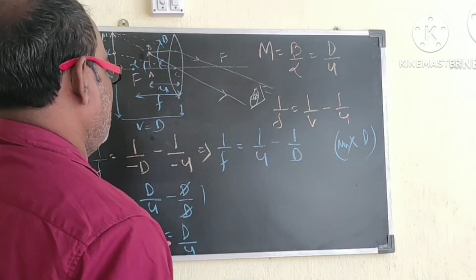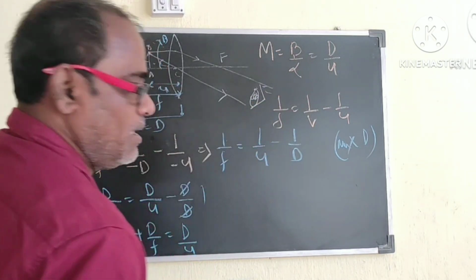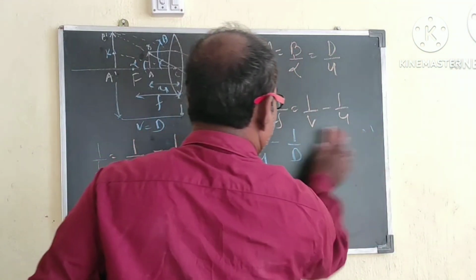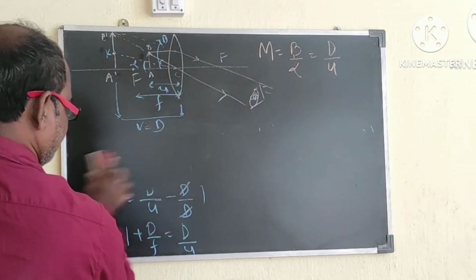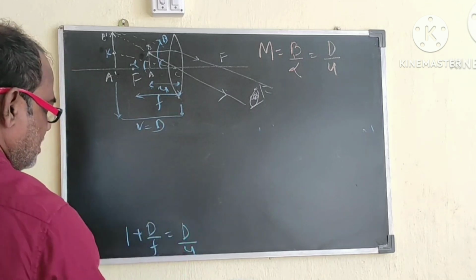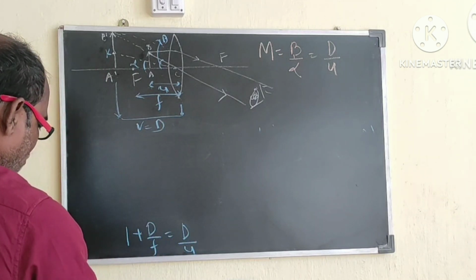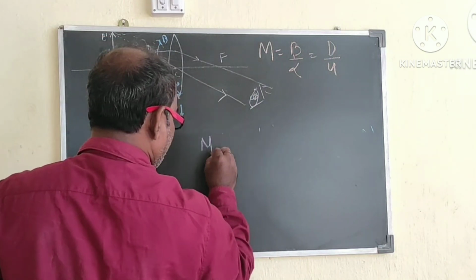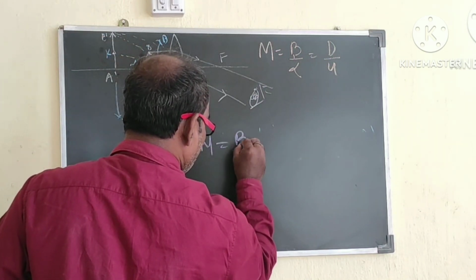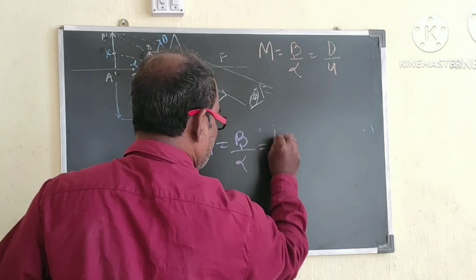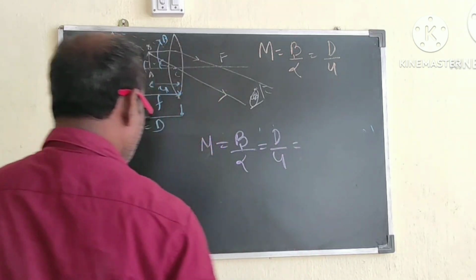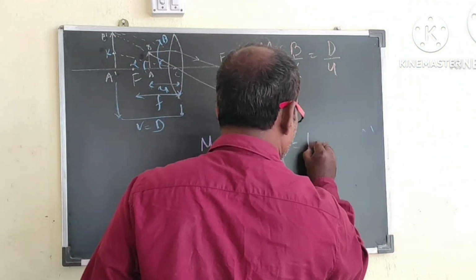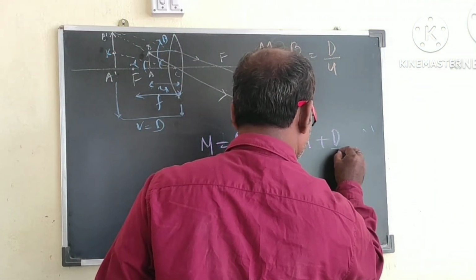One more relation from this formula. In all, we can have a recap that since D by U is equal to 1 plus D by F, this can be written as M is equal to beta by alpha is equal to D by U, which is also equal to 1 plus D by F.